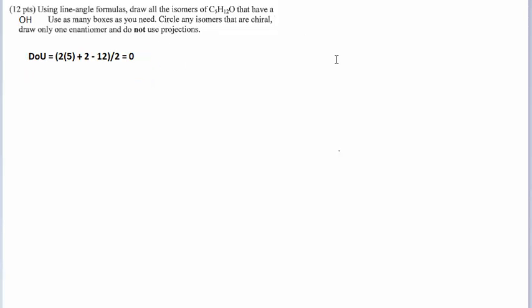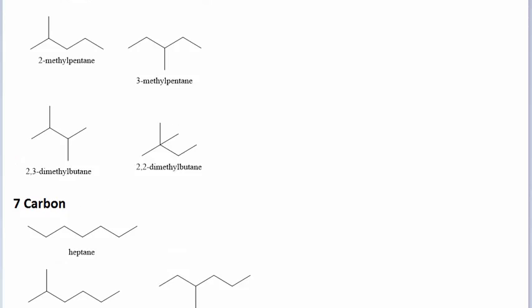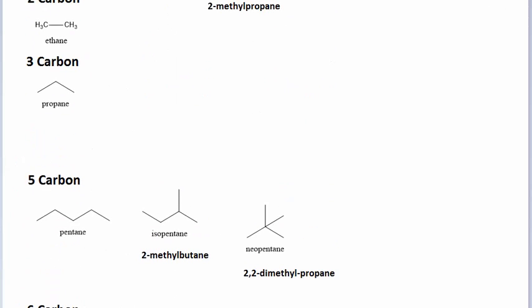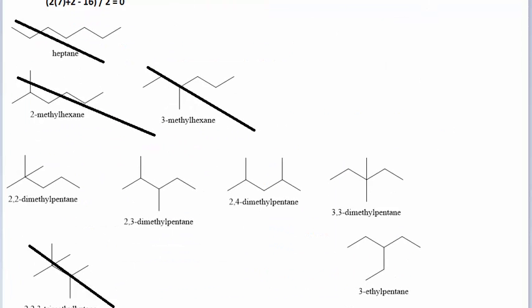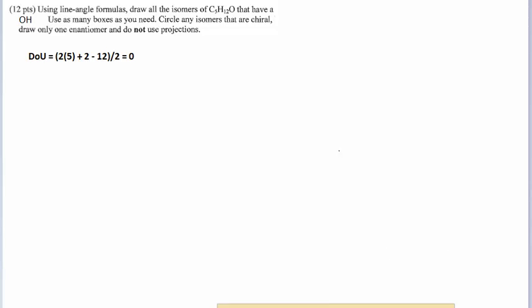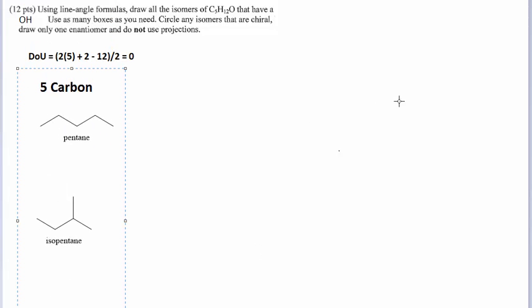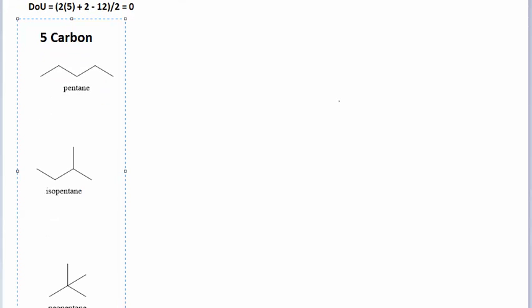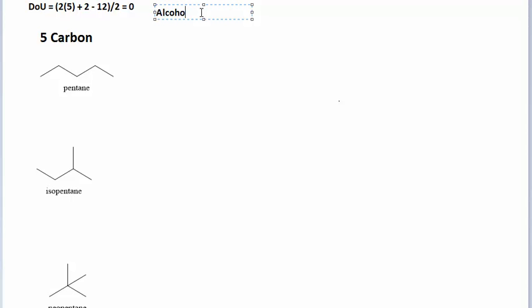The next thing we do, since this is a C5, you're going to, from memory, introduce your 5 carbon compounds. I'm actually going to put them vertically. You'll see why in a second. So this is what we're starting with here. And now we want alcohols. So facts you should know about alcohols. Alcohols are terminal. You cannot have an internal OH and consider that an alcohol.